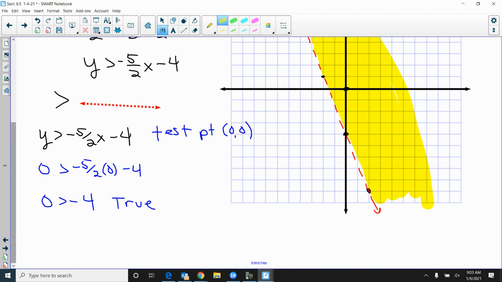Now there is a little bit of a shortcut that you can use so that you don't have to do the test point each time. Anybody remember? There's a little bit of a shortcut.